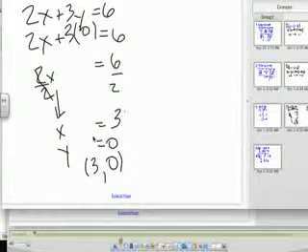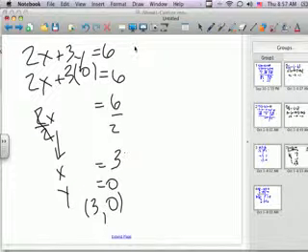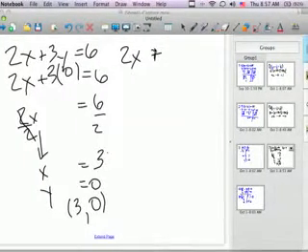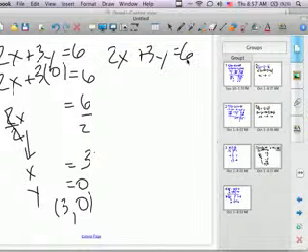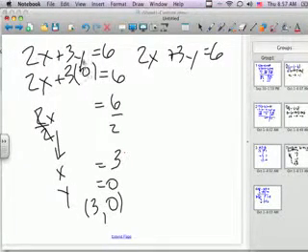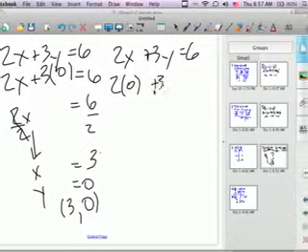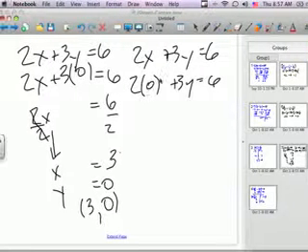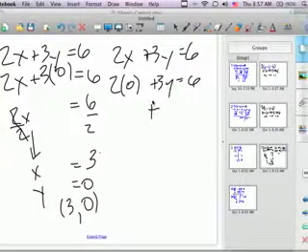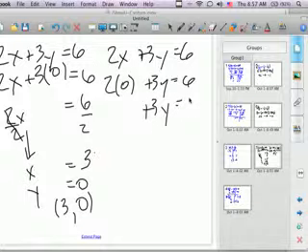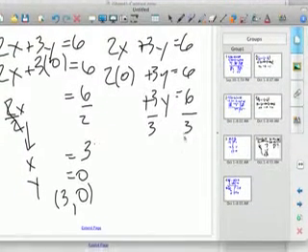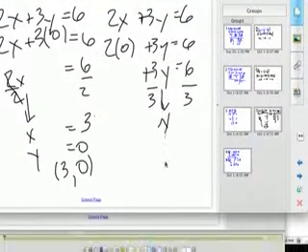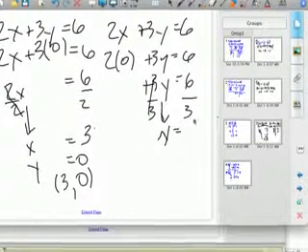Now, unfortunately, to make a line, I need 2 points. So I need to write this again. Whoops. So let's go 2x plus 3y equals 6. And this time, well, I replaced y with 0 the first time. So now let's replace x with 0, and let's see what happens. Now, obviously 2 times 0 is 0, so I'm not even going to write it, because why do I care about nothing? So divide by 3 on both sides, and y equals 2.